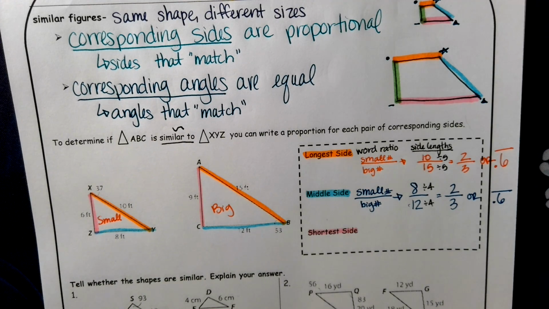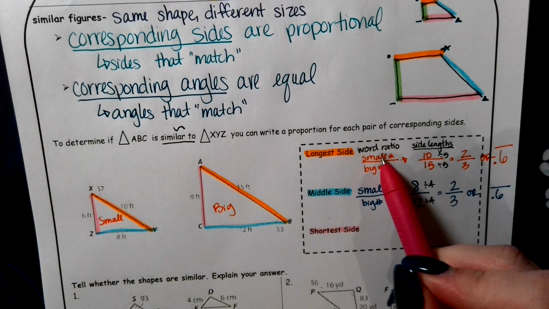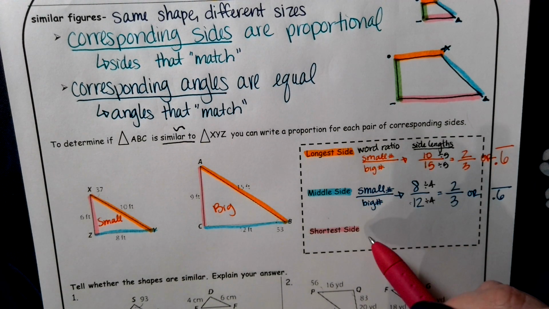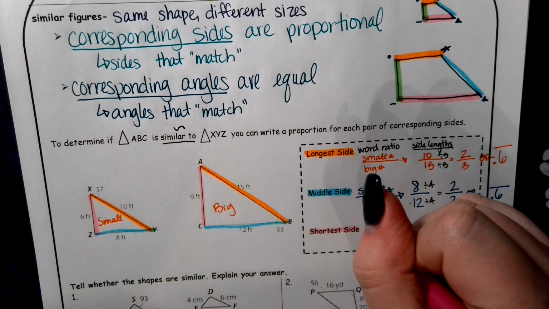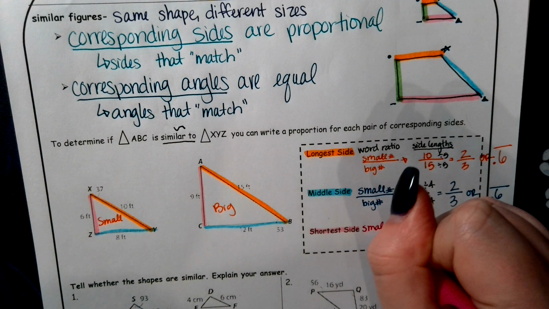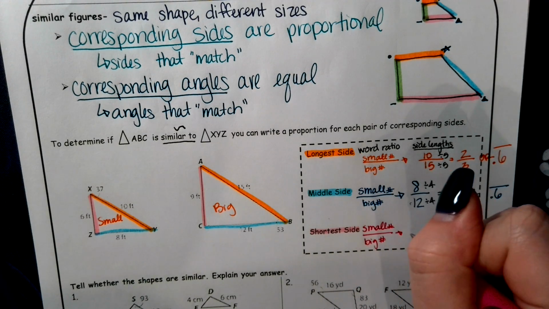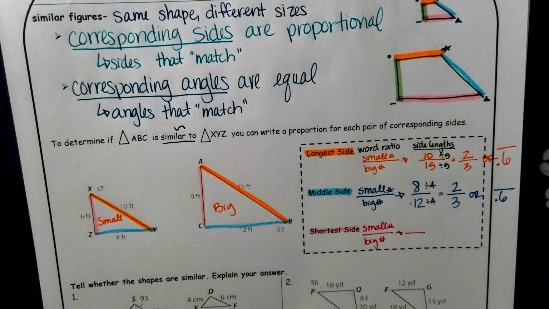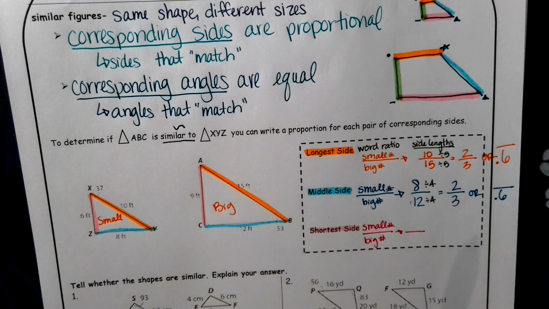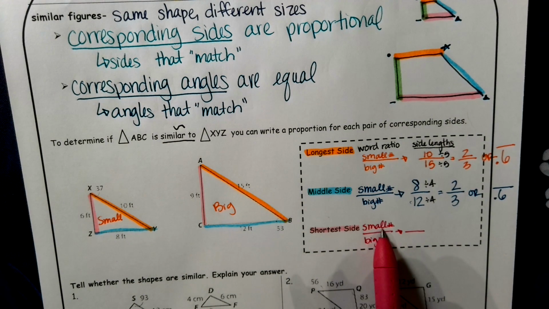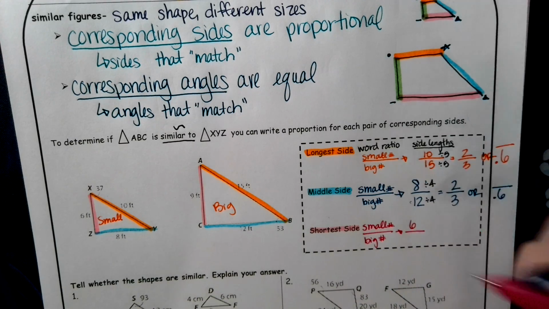So now we've got our short sides. We've got our pink sides. Again, however we start out our ratio, we have to do it the same way the whole way through. So we're going to put our small pink side on top and our big pink side on the bottom. Go ahead and pause the video. Try doing this one all on your own. Fill in the fractions and simplify it or divide it for me. All right, your small pink side should be 6. Your big pink side should be 9.